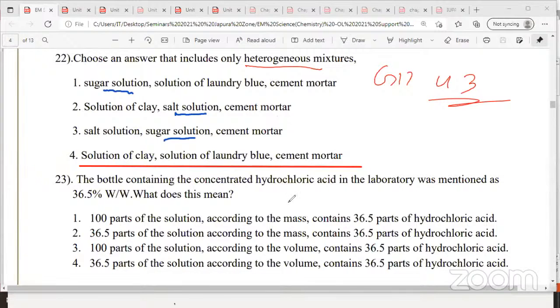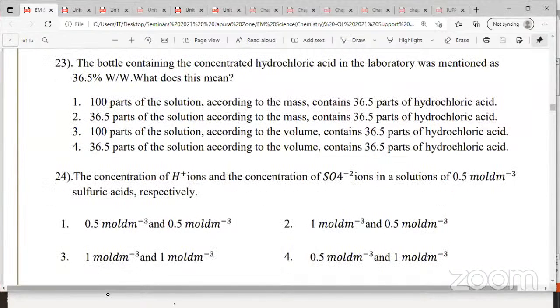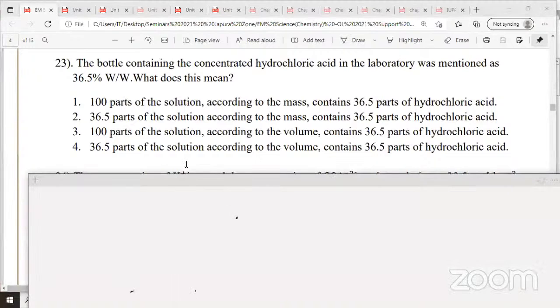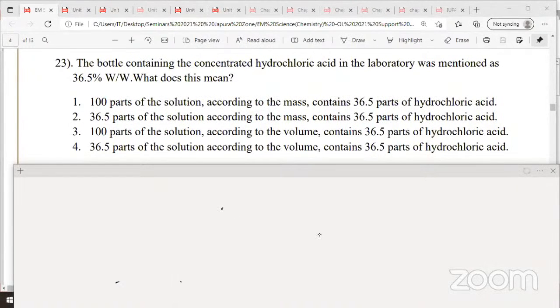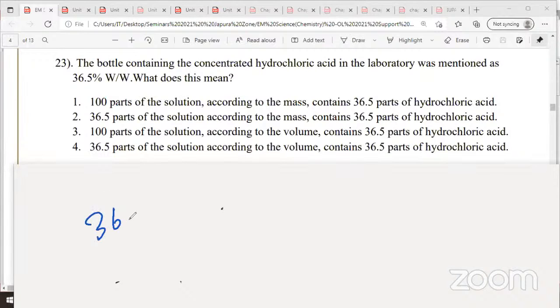Right. Question number 23. 23rd MCQ. Any volunteers? Can anyone give me the answer? Please raise the hand. This is again grade 11 chapter 3. Composition of mixtures. Method of expression. So W/W percent.